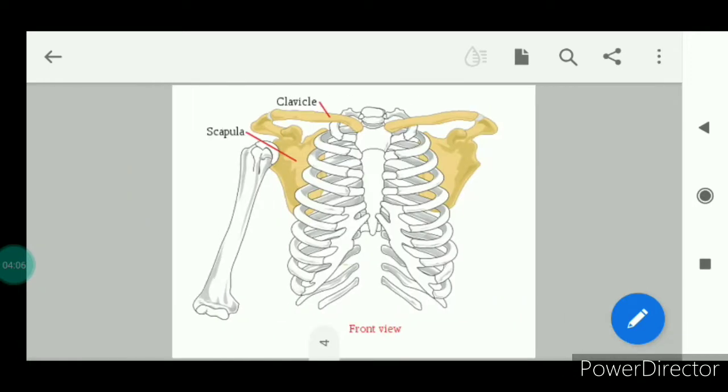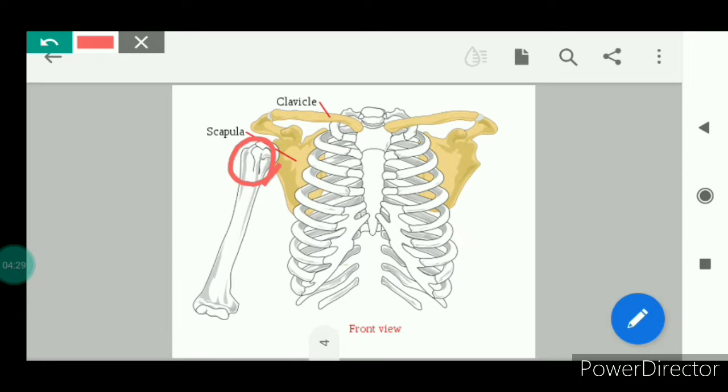So let's first start with the shoulder girdle, or we can say the pectoral girdle. The pectoral girdle consists of two bones, clavicle and scapula. And this shoulder girdle provides the attachment for the upper limbs, which are known as the arms.